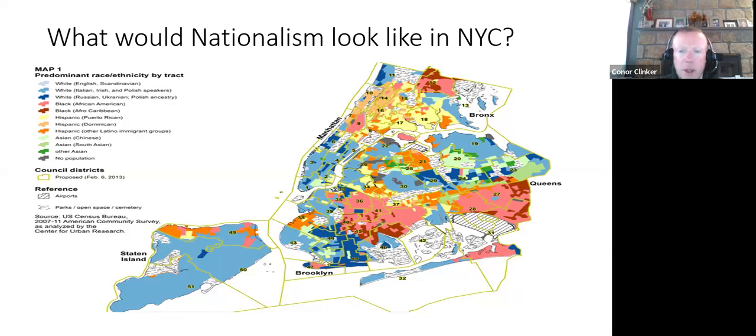Because they have very different definitions of nationalism, right? For example, you can't become Japanese. If you are not born ethnically Japanese, you will never be Japanese.